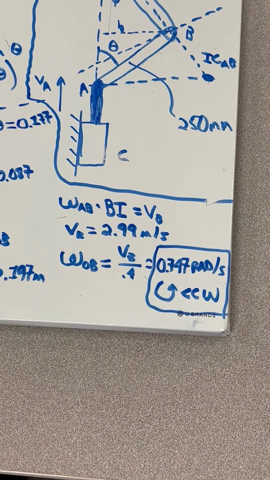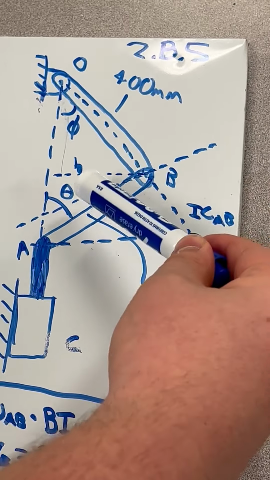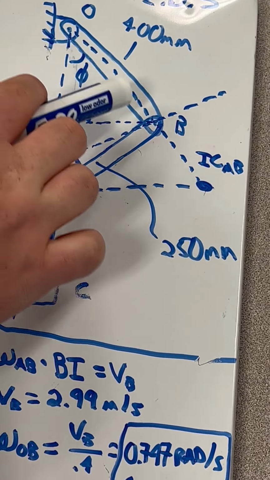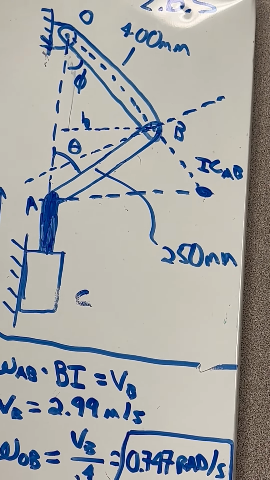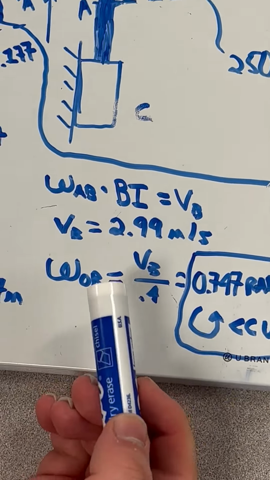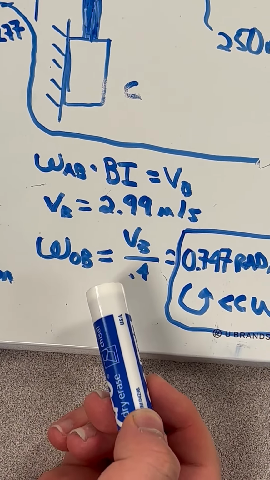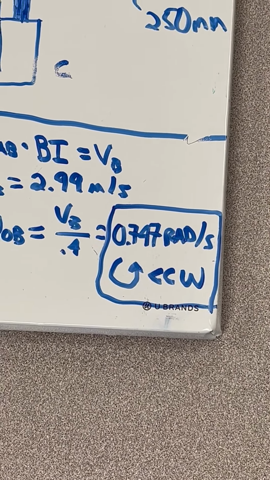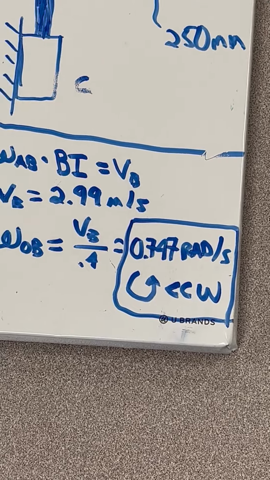We have one more step to go. We know that this speed now is equal to 2.99 meters per second. We know that this length of OB is equal to 400 millimeters or 0.4 meters. We divide the velocity at point B by the length of that arm, and we get our final answer to be equal to 0.747 radians per second counterclockwise.